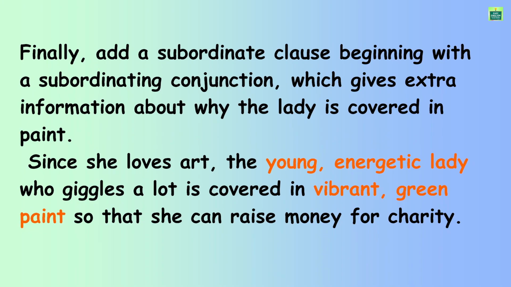Finally, add a subordinating clause beginning with a subordinating conjunction which gives extra information about why the lady is covered in green paint or in paint. Since she loves art, the young energetic lady who giggles a lot is covered in vibrant green paint so that she can raise money for the charity.